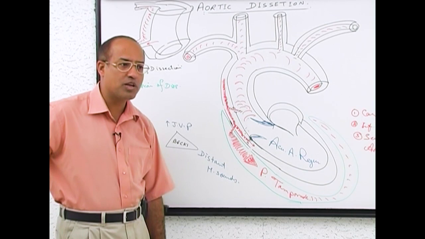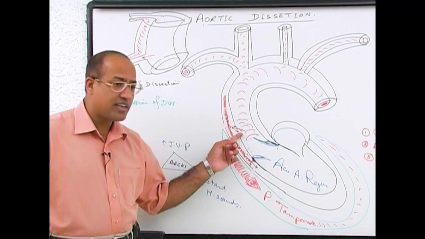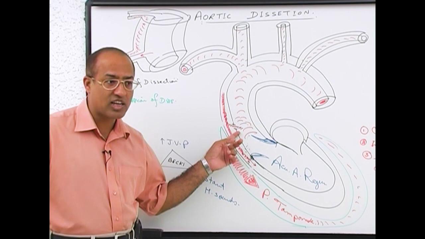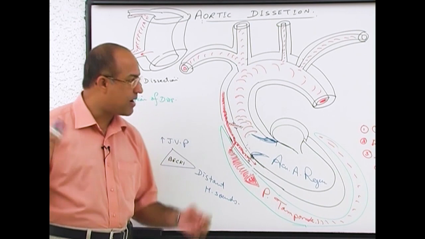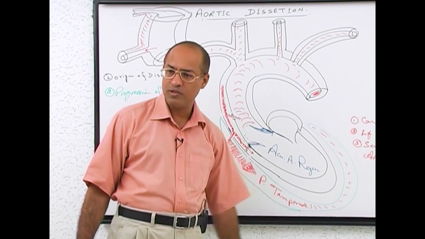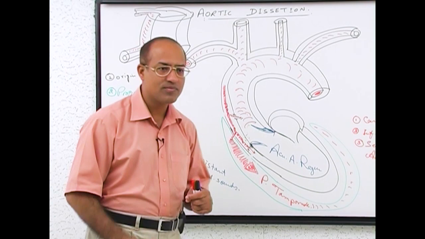The pain of dissection is very important to be differentiated from other causes of pain in the chest. Usually dissection starts with sudden, very severe, excruciating pain in the chest, which radiates backward. If the dissection is moving upward and backward, and then it moves downward, then the pain will radiate downward towards the abdomen. You can understand why, because it is ripping the wall of the aorta. Right, so this is sudden, severe cutting pain, excruciating pain.